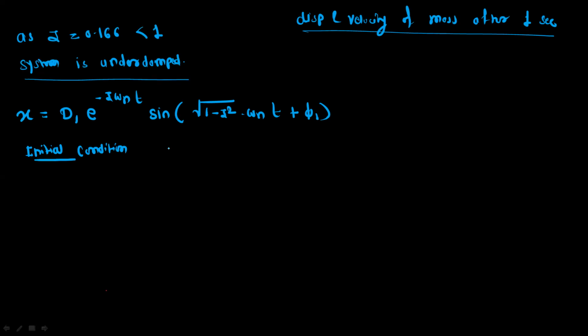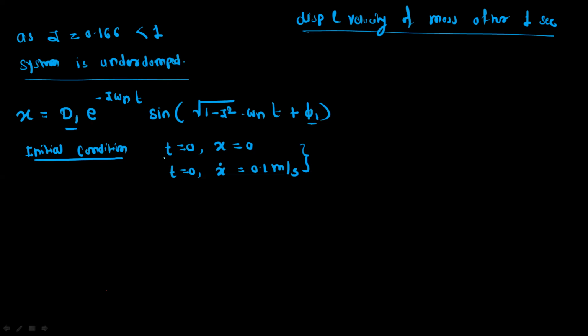So we have the initial condition at t is equal to 0, the displacement is 0. And at t is equal to 0, there is some velocity, which is 0.1 meter per second. Actually, it is 10 centimeter per second, so in meter per second it becomes 0.1. So we should use these boundary conditions so that we can find the constant d1 and the constant phi 1.